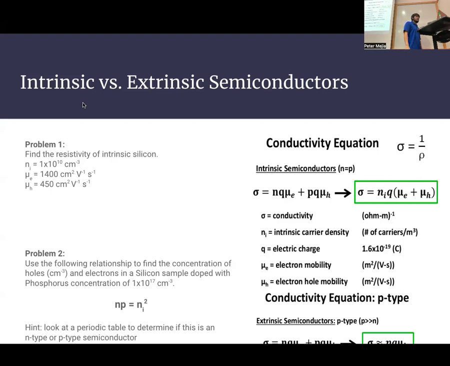Problem 2 is to use the following relationship, NP equals Ni squared, to find the concentration of holes, which has units of centimeters to the -3, and electrons in a silicon sample doped with a phosphorus concentration of 1 × 10^17 centimeters to the -3. A hint is to look at the periodic table, because your first step should be determining whether this is N or P type. Let me know if you have any questions.